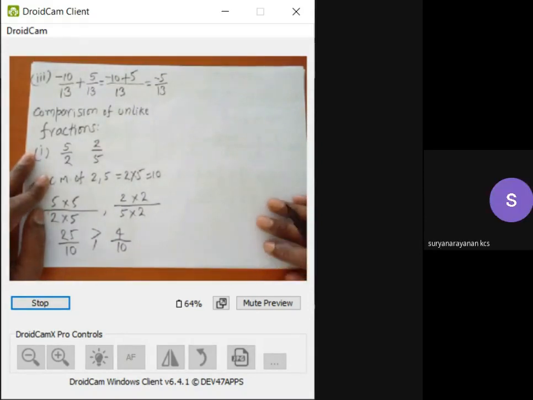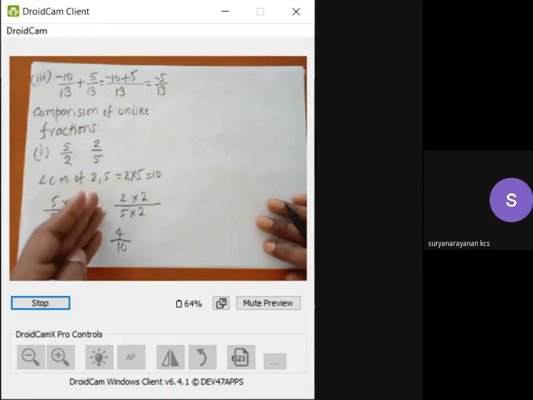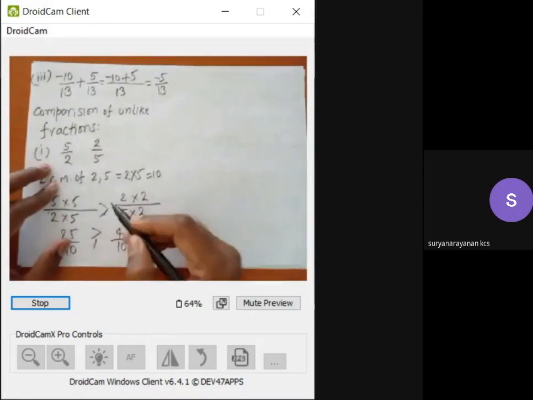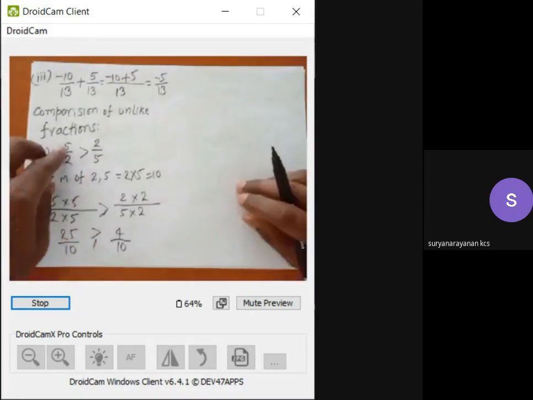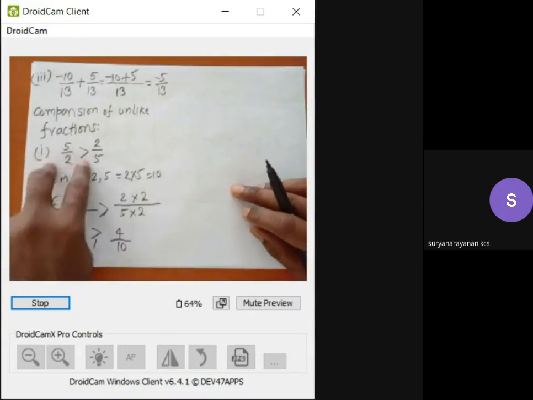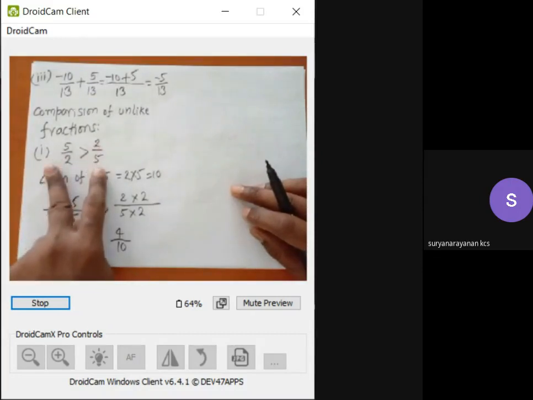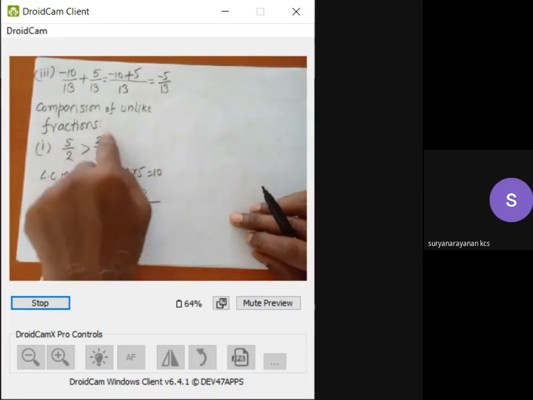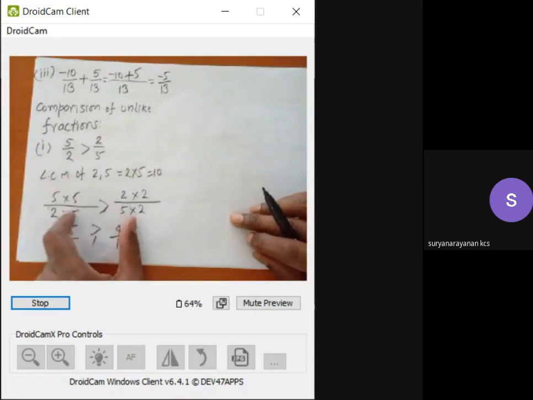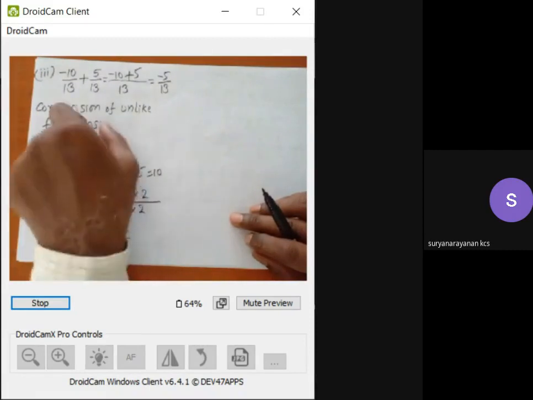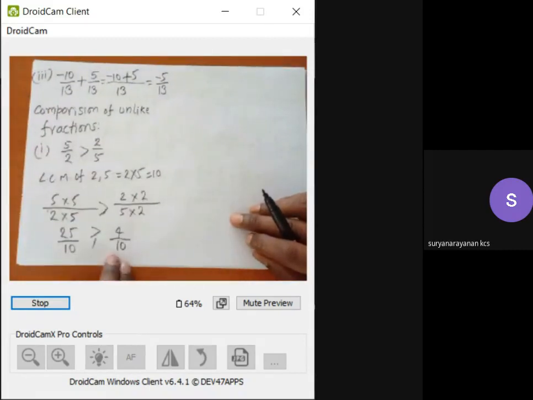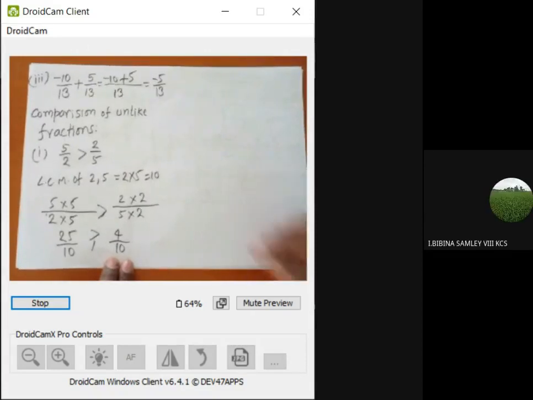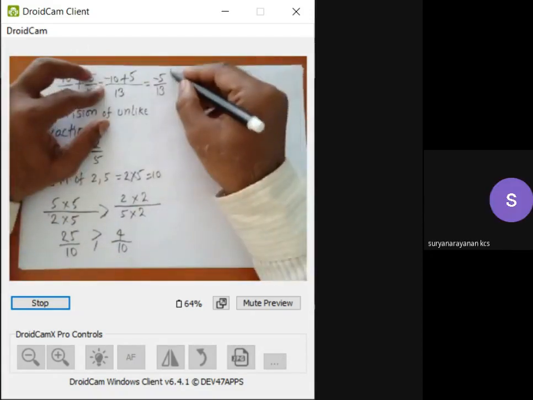Yes, sir. So we can continue the same symbol in the same order for the original fractions. Finally, we get 5 by 2 is greater than 2 by 5. We continue the same symbol between the two fractions. Got this point, my children? Yes, sir. Right. Now let us take another example.